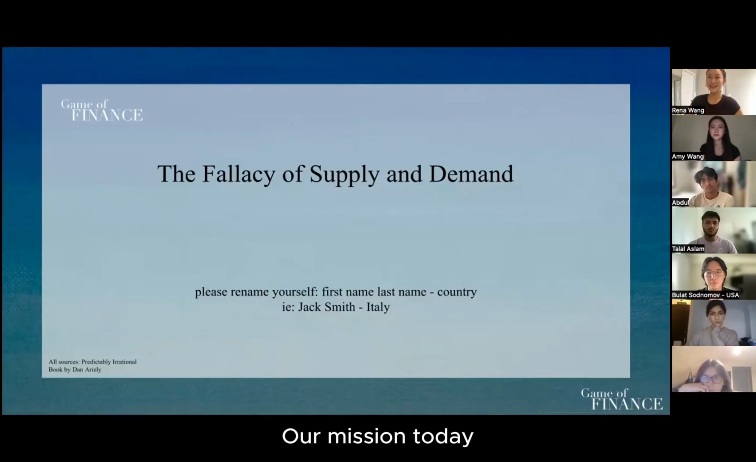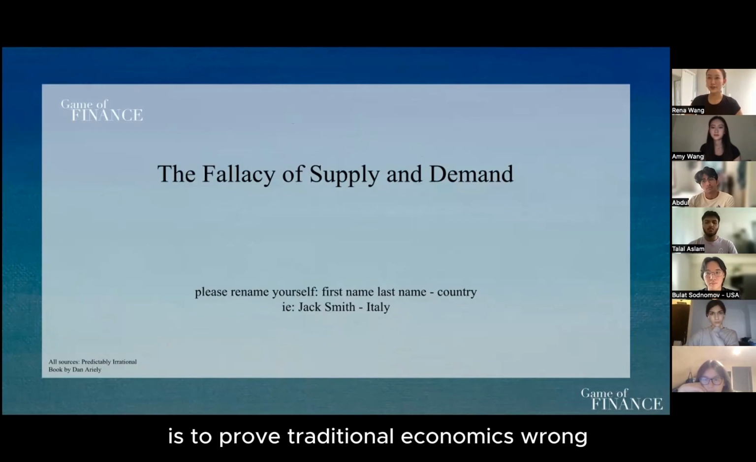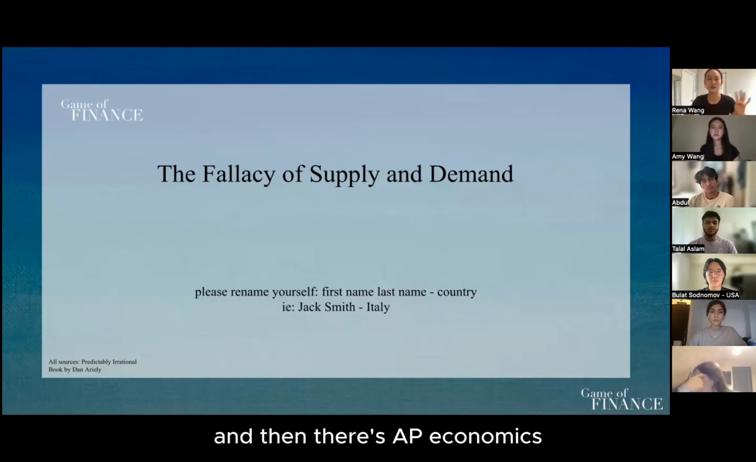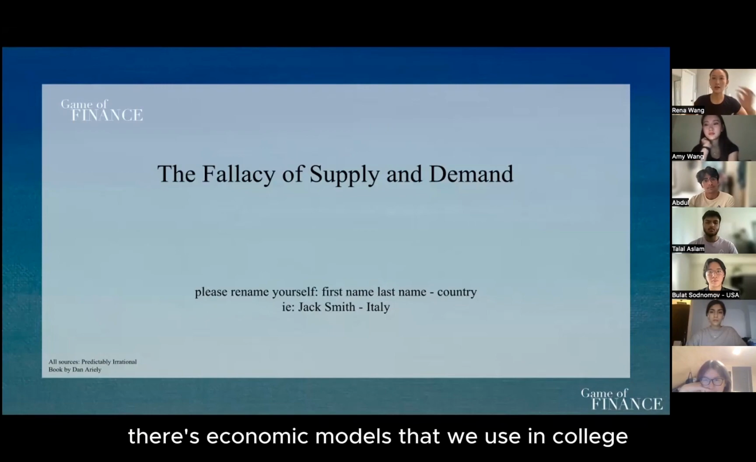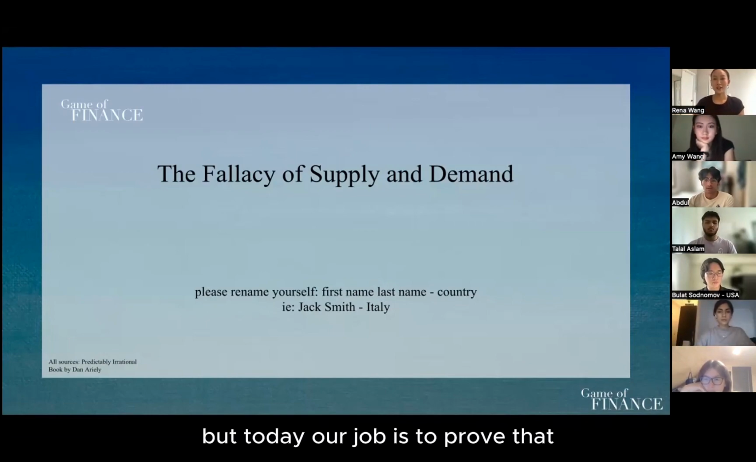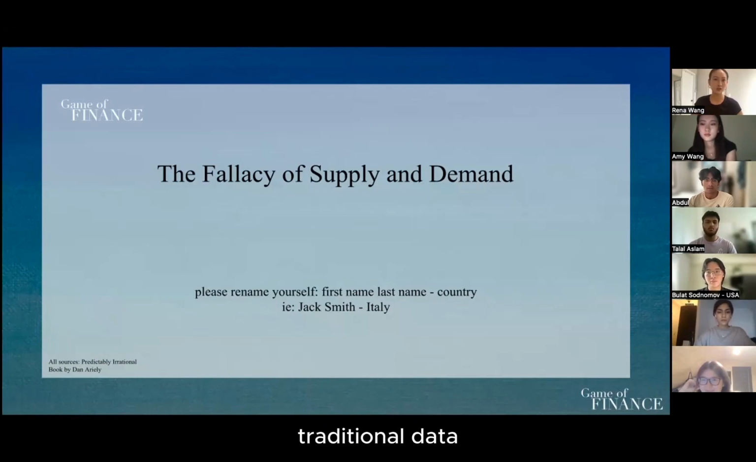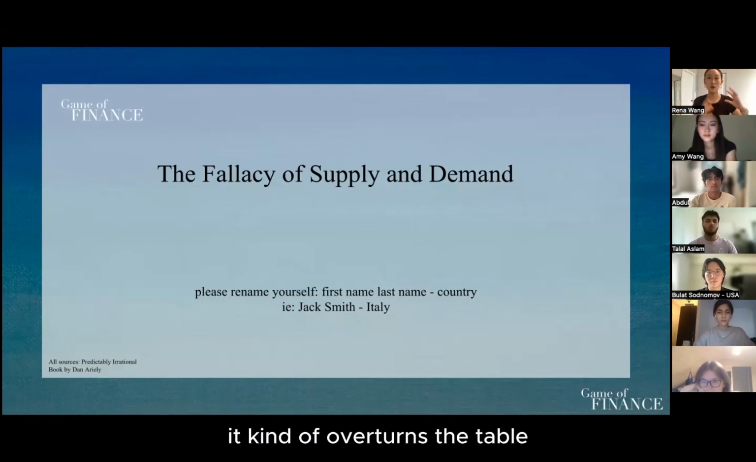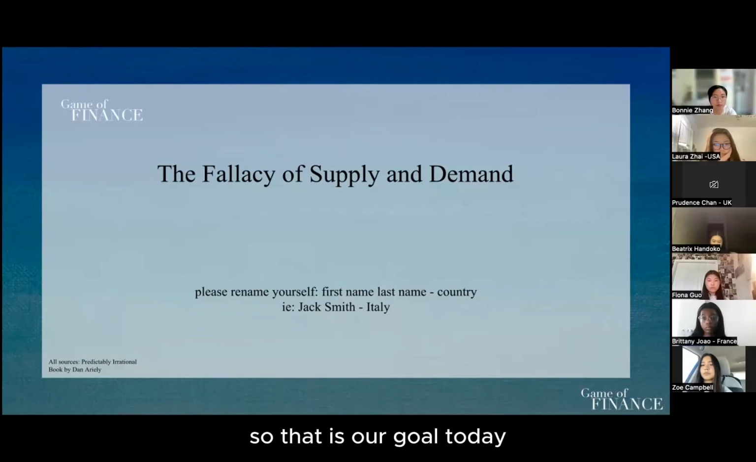Our mission today is to prove traditional economics wrong. I'm sure you've heard of economics class, AP economics, macroeconomics, and the economic models we use in college. But today our job is to prove that traditional economics and traditional data are partly flawed, because when we bring in behavioral economics, it kind of overturns the table. So that is our goal today.